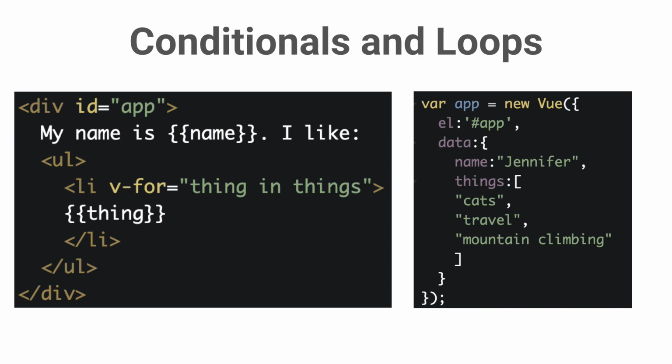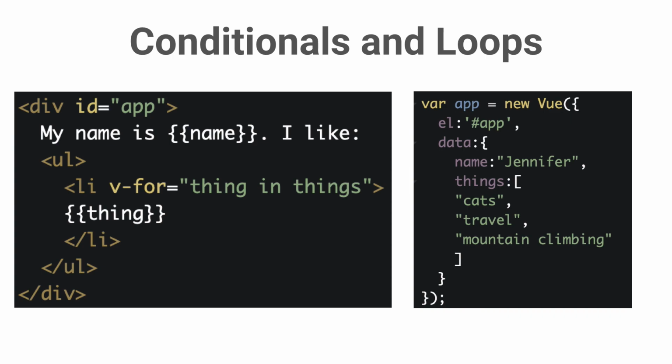In the code, I display a name. Then I have a list of items that I like. Look at the list item tag. It has the v-for directive applied to it. The v-for directive will loop over every item contained in the things array. Every time it goes through the loop, the current item in the array is assigned to a value called thing. That value is being displayed.